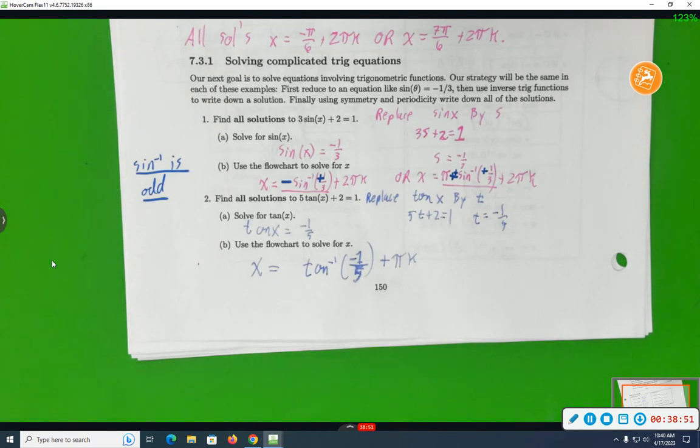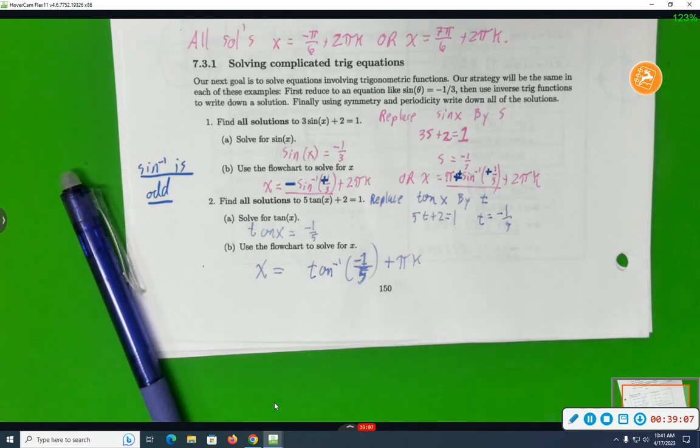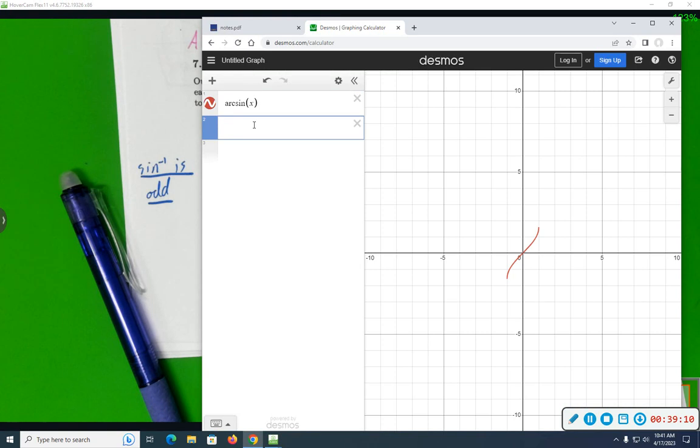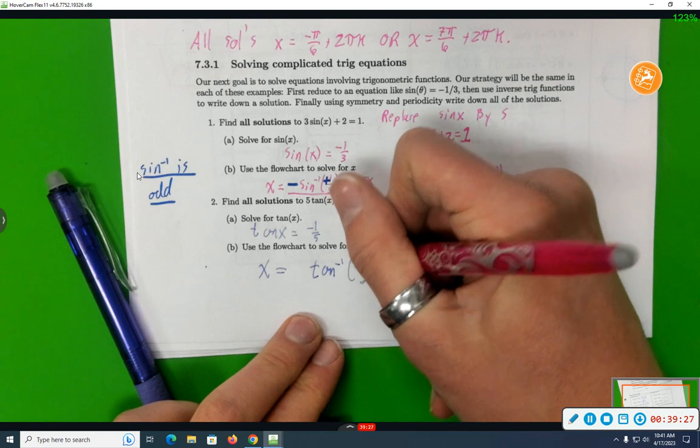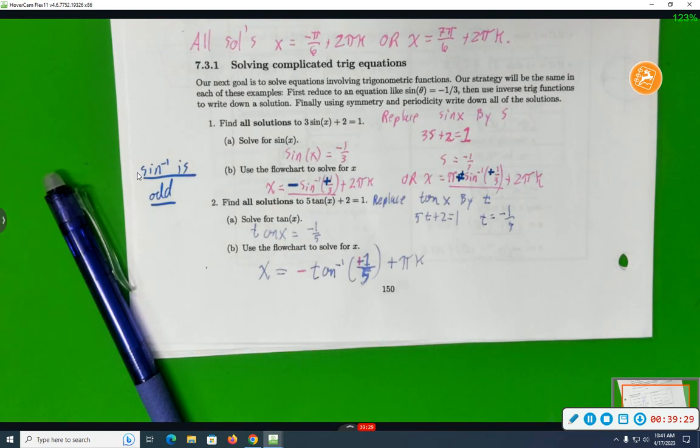All right. And again, I see a negative inside of the parentheses. Can I do anything with that negative sign? It's the same as negative inverse tangent. Inverse tangent is also odd. Let's remind ourselves of that by looking at a graph. Does that look odd? So you can pull that negative out. Let's do that. It's the same as negative inverse tangent of 1/5 plus pi k.